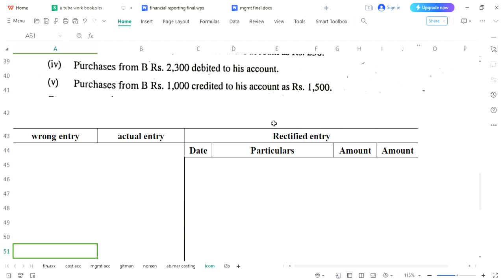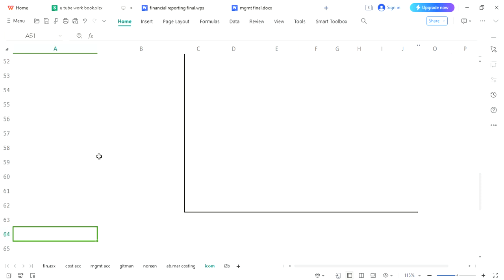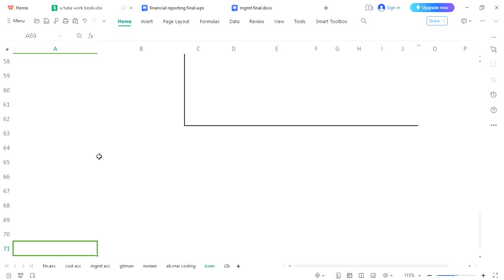So here you will make the journal, and this is the actual entry and wrong entry, which we have already discussed. Although these two columns have never been used so far, we have solved two questions, but still these two columns were empty. These two columns will be used today, but before that I want to revise something.